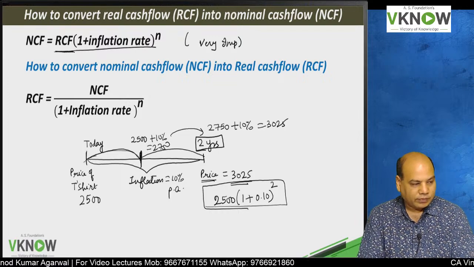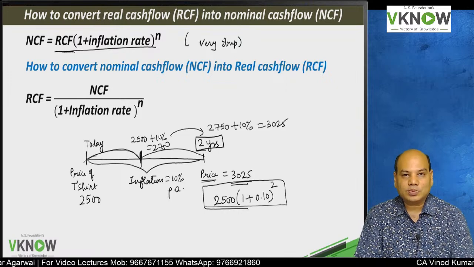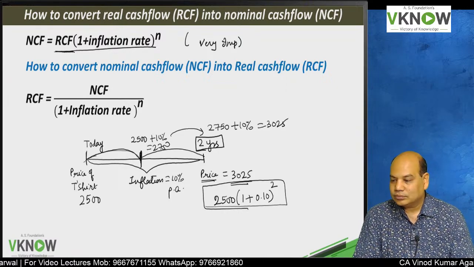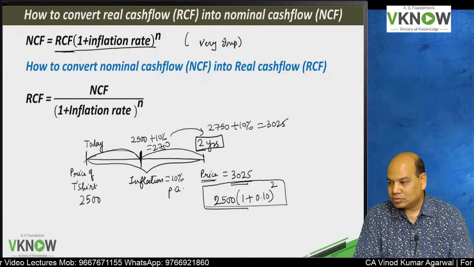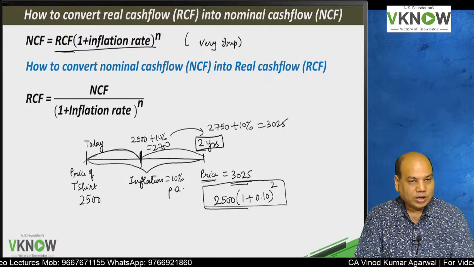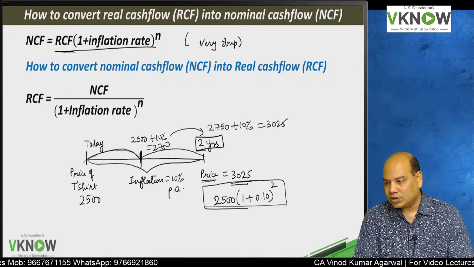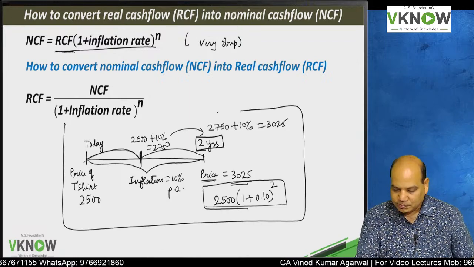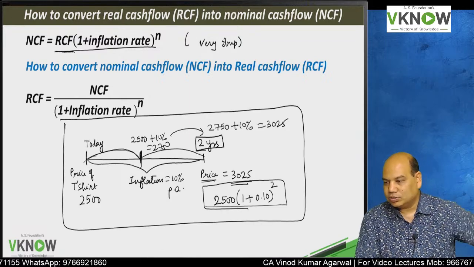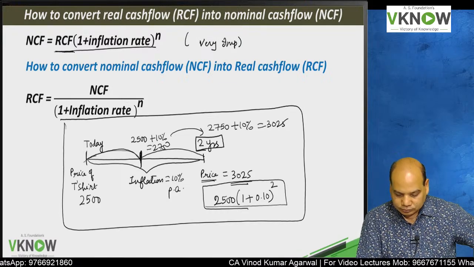So first formula of the day, you can note it down. You can make a small formula book for yourself. You have formula book? Yes or no? Yes. You will write nominal cash flow equal to real cash flow into 1 plus inflation rate to the power n, and the logic is simple, presented below. Nothing to remember. Effect of inflation is cumulative.